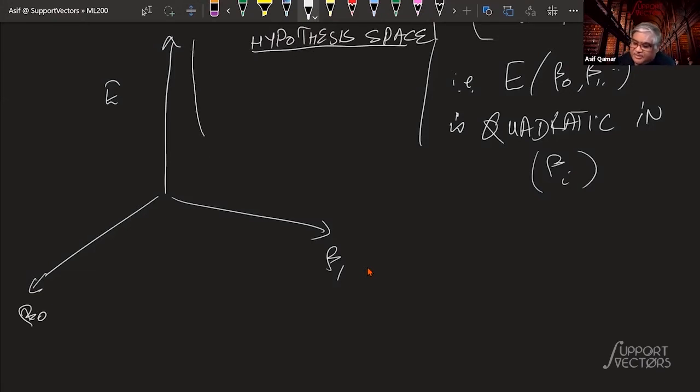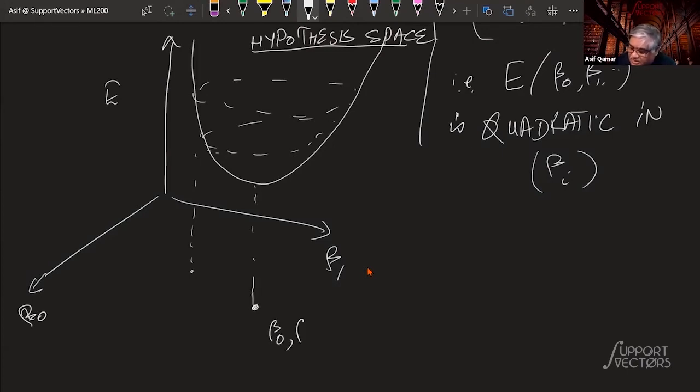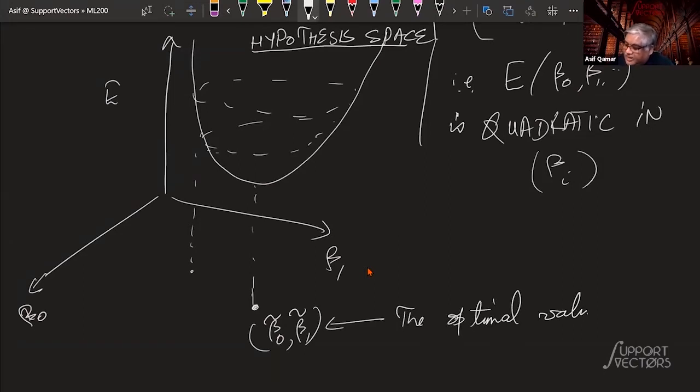Here, if you remember, we talked about this. This is just a recap, guys, of what we did. For each value of beta naught, beta 1, there will be a certain amount of error. And this is your curve. And there will exist a point, a perfect beta naught, beta 1, let me call it with a tilde on it. The perfect values, the best values, the optimal value where the minimum of E is achieved.